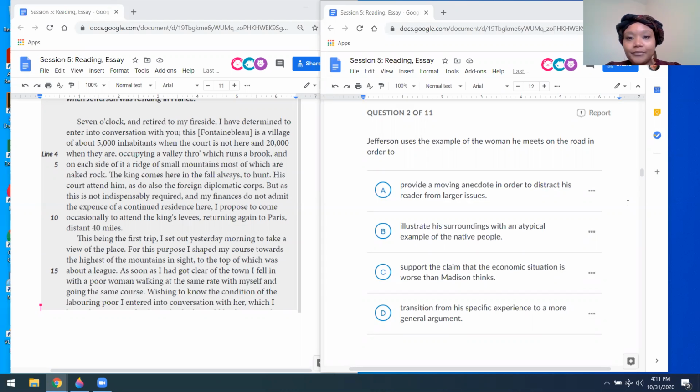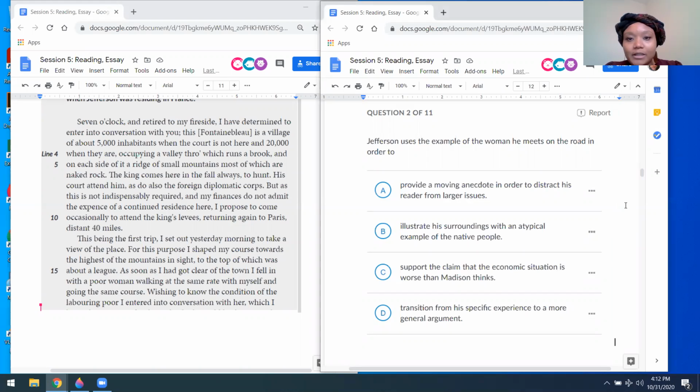Answer choice A says to provide a moving anecdote in order to distract his reader from larger issues. That doesn't seem to be Jefferson's intent. And it's also kind of like, why would an author of a passage or anything give you an example just to distract you from larger issues? So in a common sense way, that doesn't make sense, but also in a way that is more directly related to the passage and what we read, we know that he's using that woman as a way to build his argument, which is typically what authors are going to do.